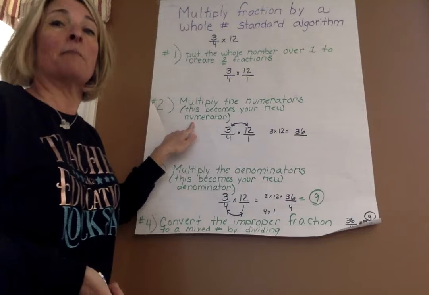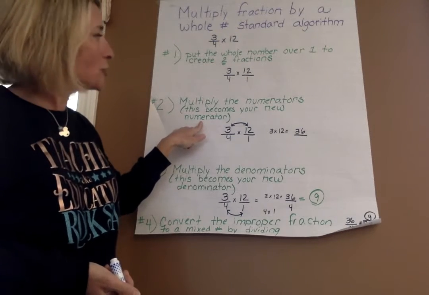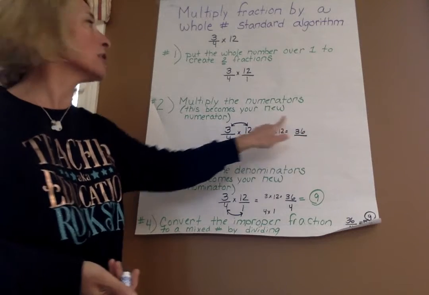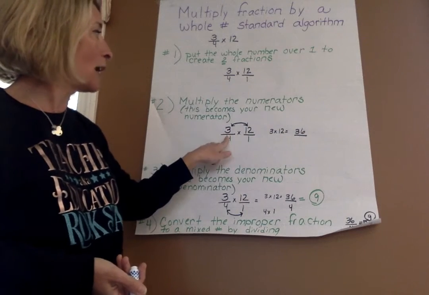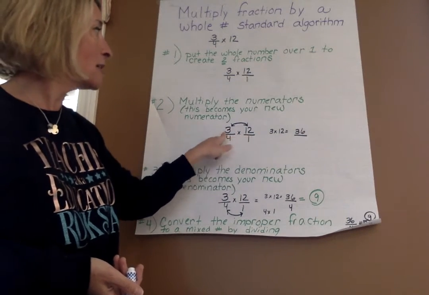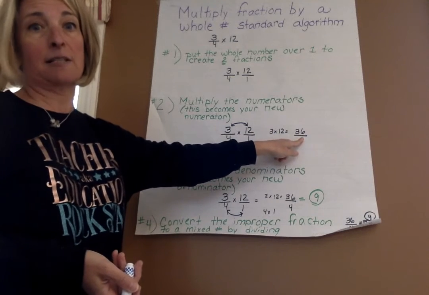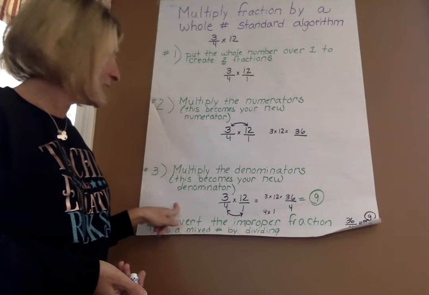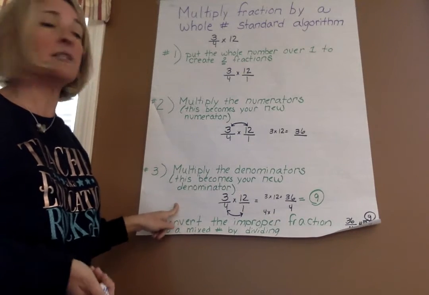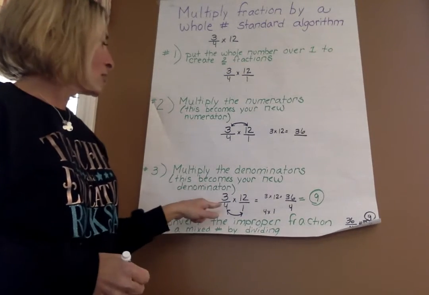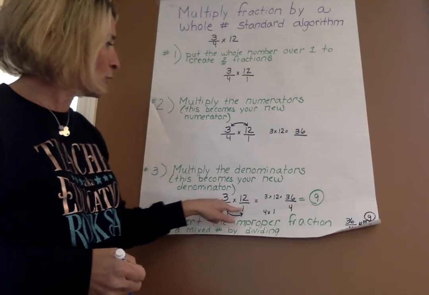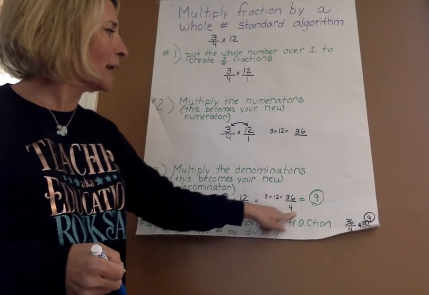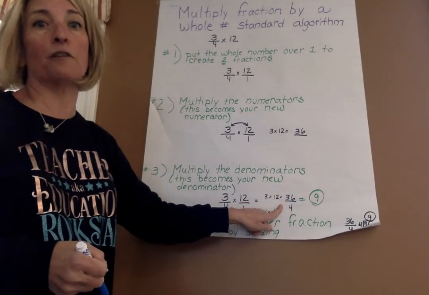Then you're going to multiply your numerators, which is your top number. And then that's going to become your new numerator for your answer. So if I took the 3 times the 12, which is both of my numerators, 3 times 12 is 36. That's my numerator for the answer. Then the third step is I'm going to take the denominators and do the same thing. I'm going to multiply them. So my denominators are the bottom numbers, 4 times 1. So if I do 4 times 1, I get 4. So now my answer is 36 over 4.